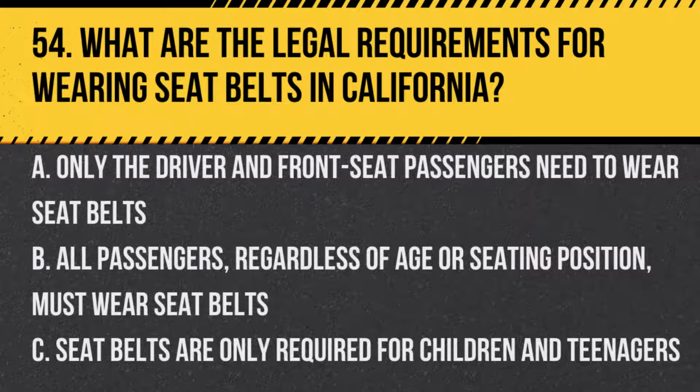Question 54. What are the legal requirements for wearing seatbelts in California? A. Only the driver and front seat passengers need to wear seatbelts. B. All passengers, regardless of age or seating position, must wear seatbelts. C. Seatbelts are only required for children and teenagers.